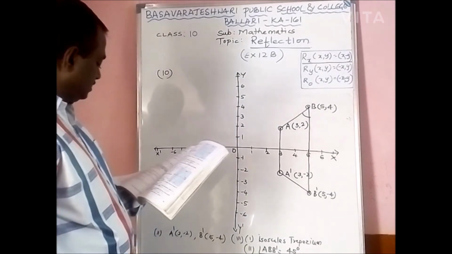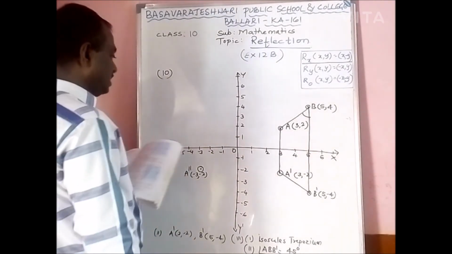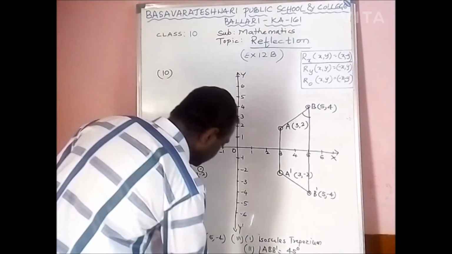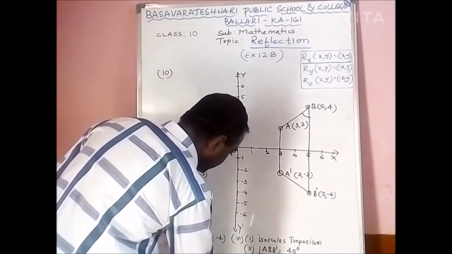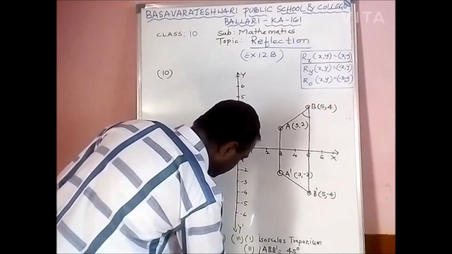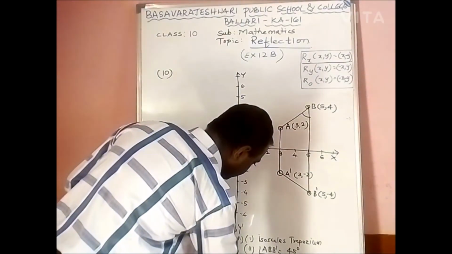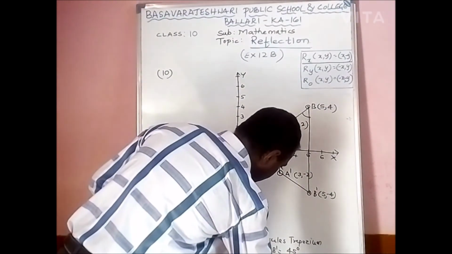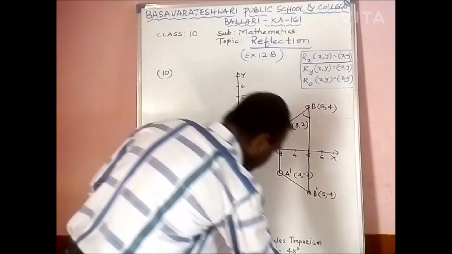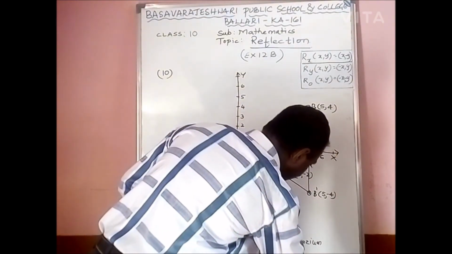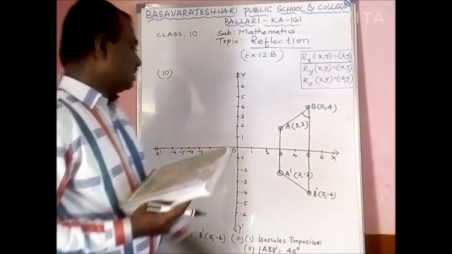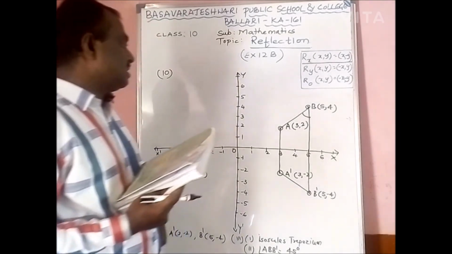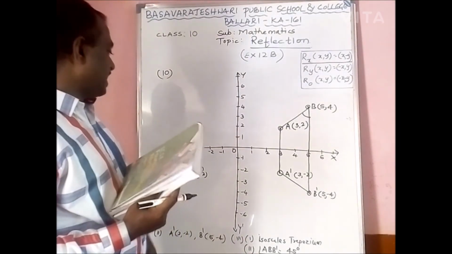The single transformation that maps A dash to A double dash. So what is the single transformation from A dash to A double dash? Observe here, 3 comma minus 2. If you reflect in the y axis, what happens? Minus 3, minus 2. Correct?